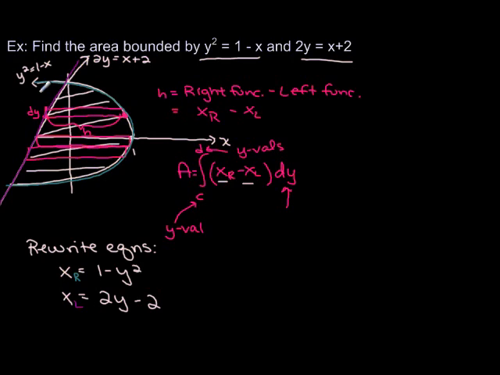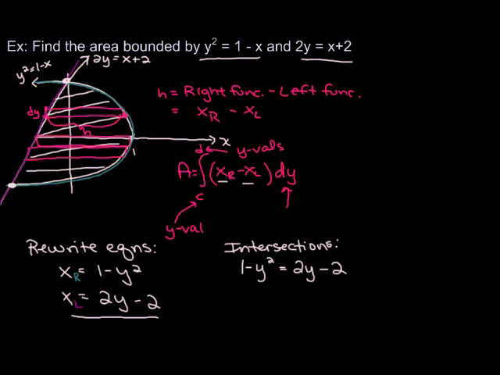All right, next thing I need to know is what are the values that I'm going to be integrating over. So in other words, I need to know what are my two intersection points of my two curves. So I'm going to go ahead and find intersections. Setting my two equations equal to each other, we've already got them solved for x's over here, so I can just set those two equal to each other. We've got 1 minus y squared, and that's going to equal 2y minus 2.